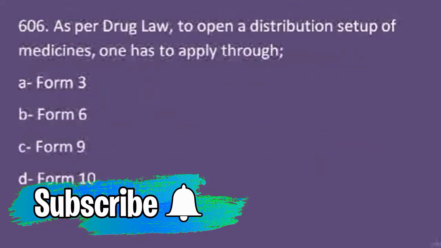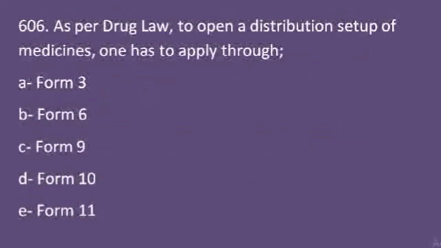The next MCQ: as per drug law, to open a distribution setup of medicines, one has to apply through. The options are given: Form 3, Form 6, Form 9, Form 10 and Form 11. Actually, we have to apply through Form 11 to open a distribution setup of medicines. Form 11 as per drug law is for the license to sell drugs in a distribution setup.